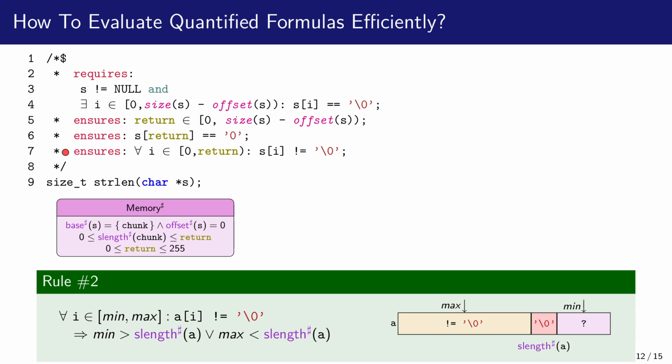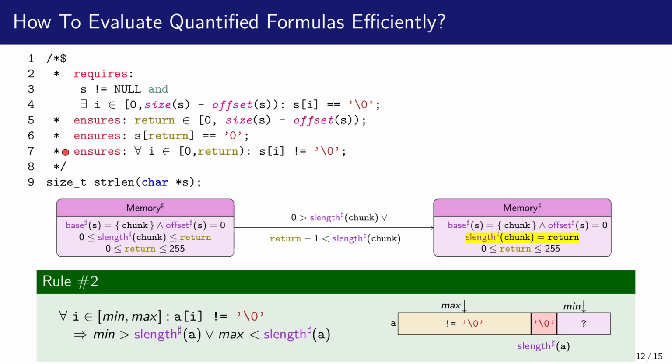And now we can refine the return value using the last statement. So we can use here the rule number 2 as previously, and if we apply it, we can find that now the return value of strlen is equal to the slength variable, which is the invariant that we are searching for.